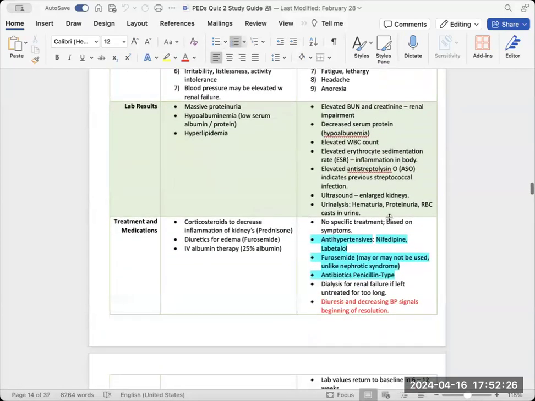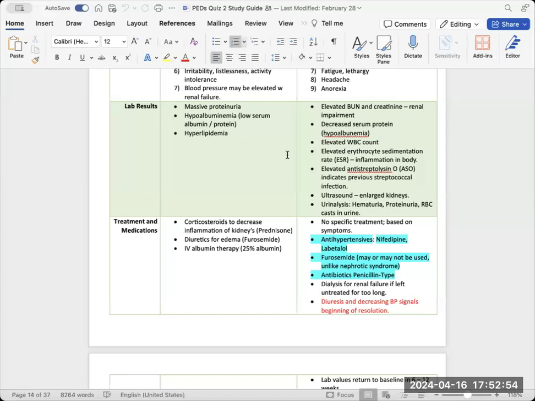Now we're talking about acute renal failure, so we are already expecting to see elevated BUN and creatinine levels. We're going to have a decreased serum protein, or hypoalbuminemia, because they have proteinuria. The protein's leaving the body through the urine, which means it's going to decrease. They're going to have an elevated anti-streptolysin O, ASO, which indicates that they had a previous streptococcal infection. They're going to have an elevated ESR.